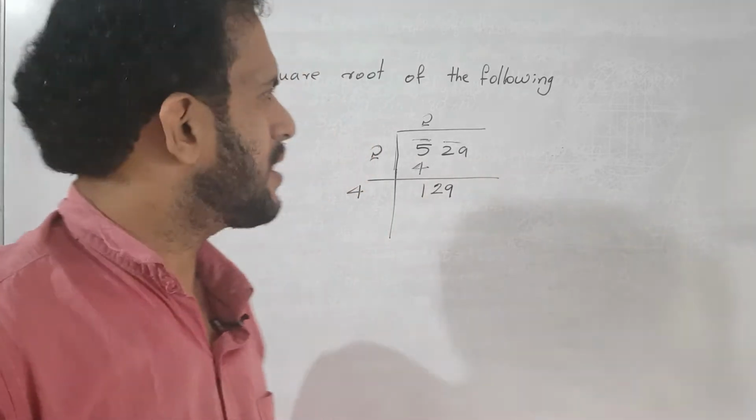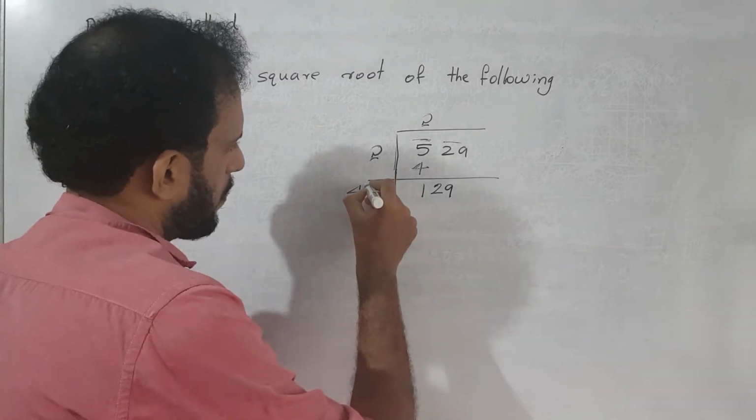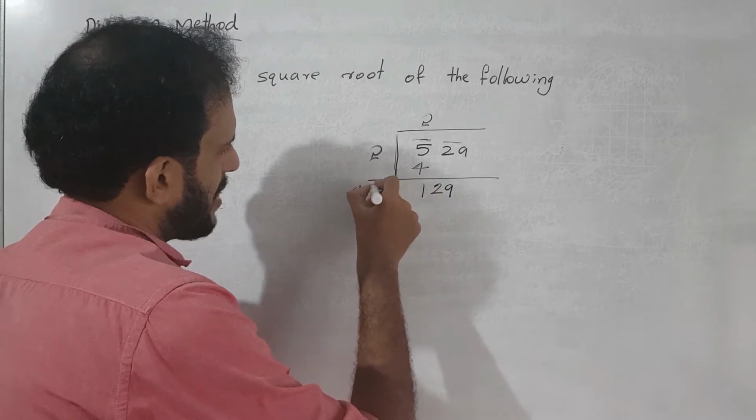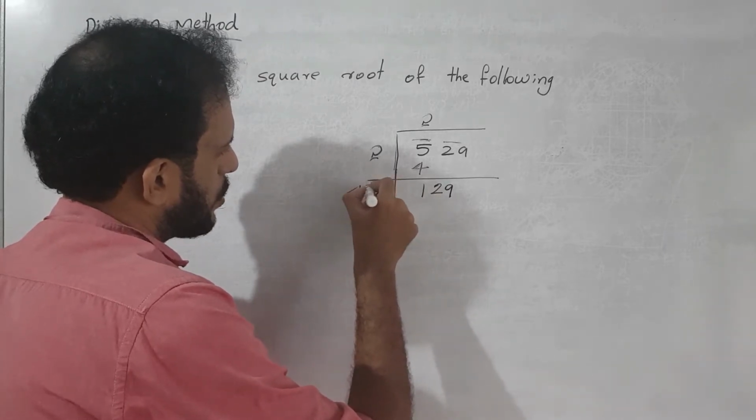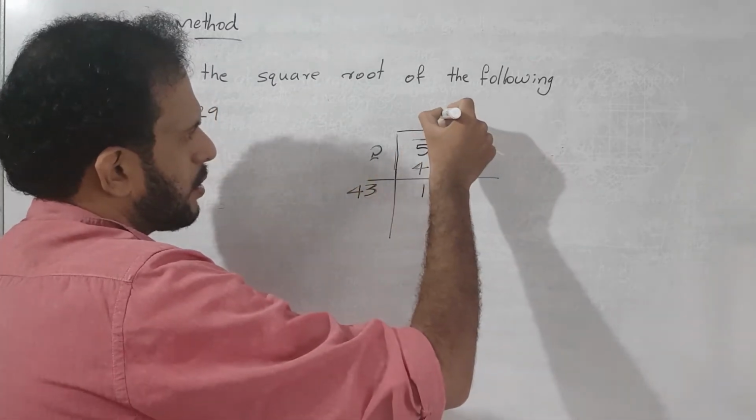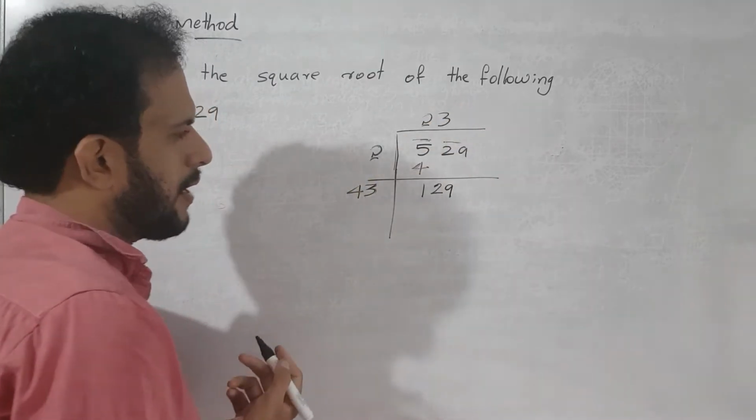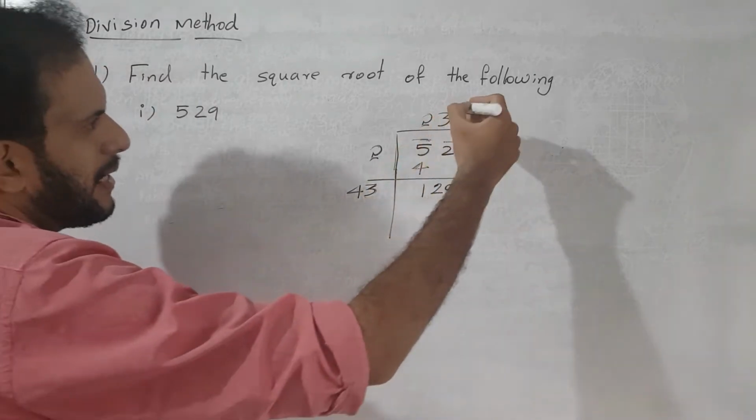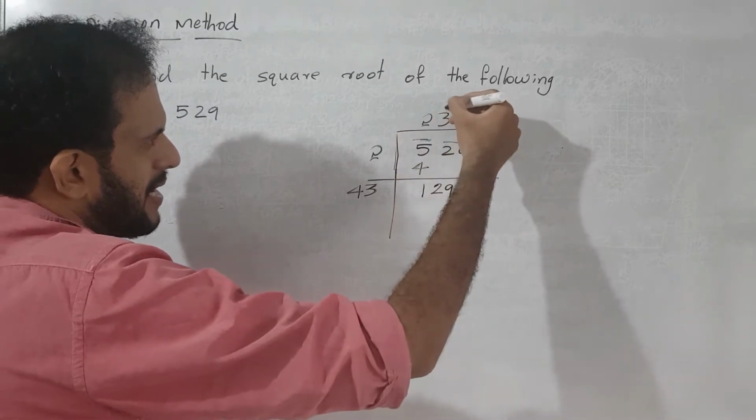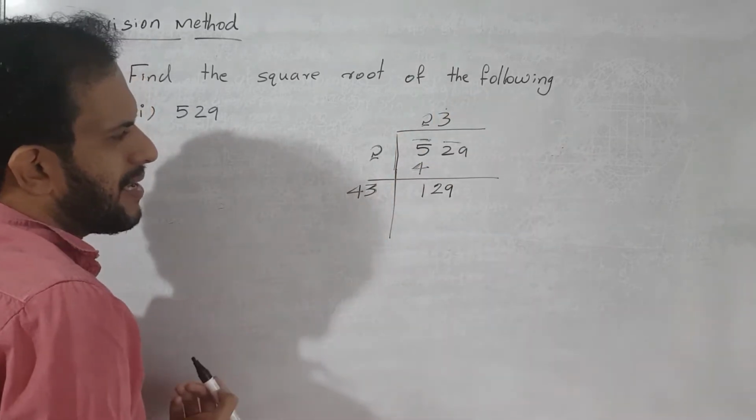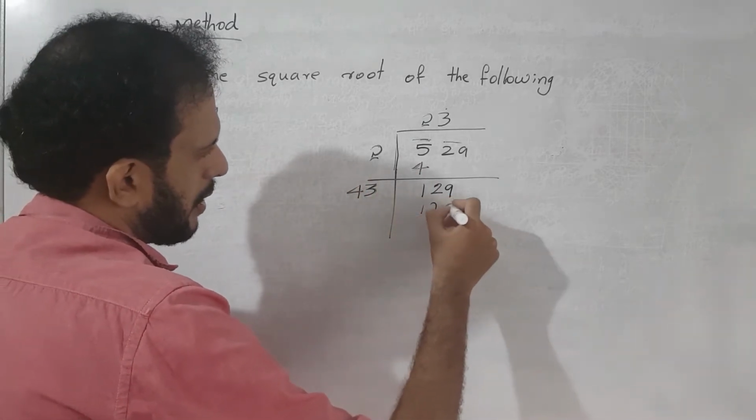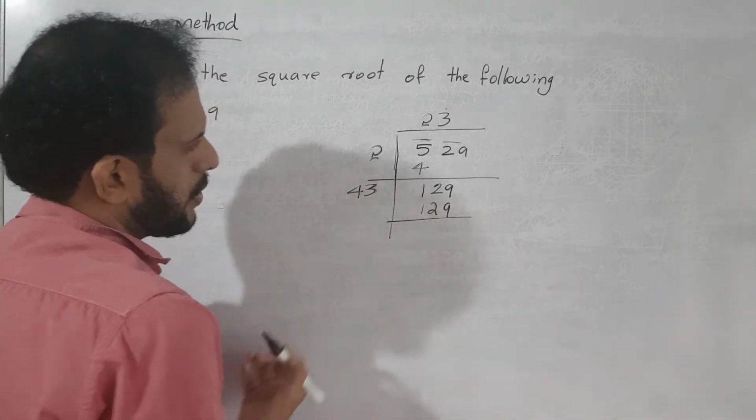So first we choose the digit 3, okay, 3, because this number 129 is ending in 9. Here we choose the digit 3, and in the quotient we also choose the same digit 3. Then next we multiply 3 into 43, not 23, 3 into 43. What is 3 into 43? 3 into 43 is 129, correct.